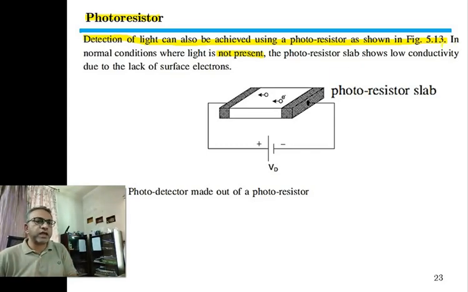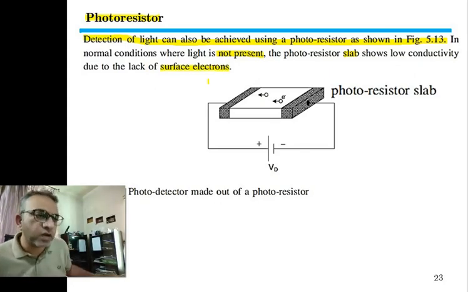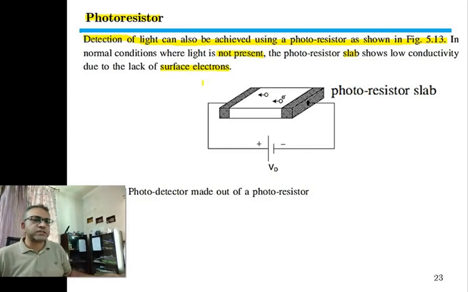So let us read again. In normal condition, when light is not present, the photoresistor slab, we will see what this slab is, shows low conductivity due to the lack of surface electrons. So two new terms are introduced in this sentence. What is this slab, and what are the surface electrons?